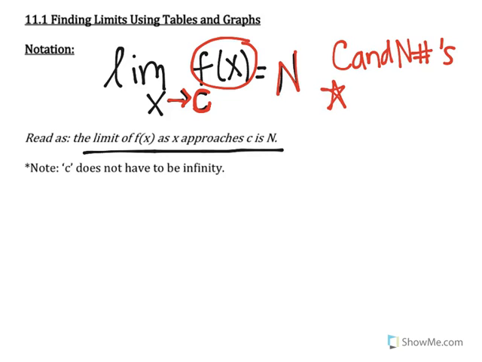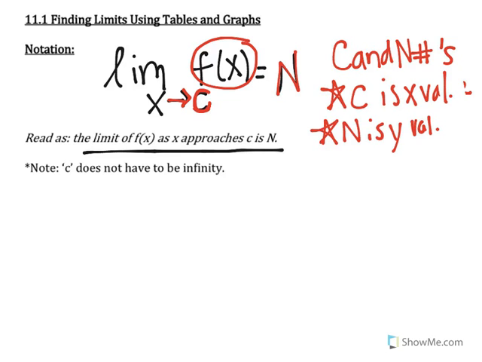Important to note, it says x approaches c, so c is an x value, and n is a y value. Okay? So those are the two things. It says as x approaches a certain x value, where is y going? And that's all a limit is saying. It's saying what is the function doing as we look at a certain x value, what's happening at that y value, or as we approach that value.